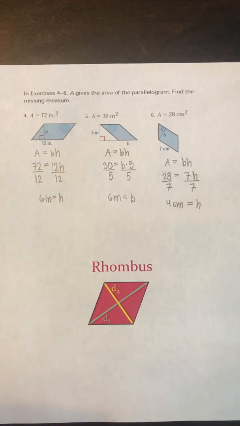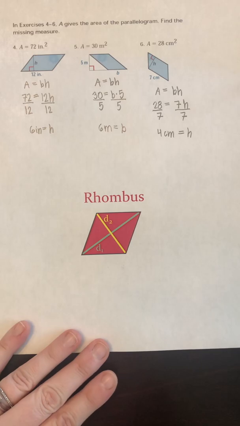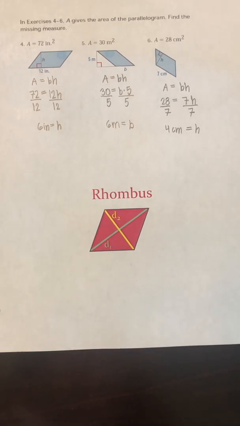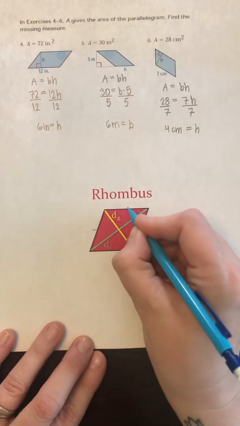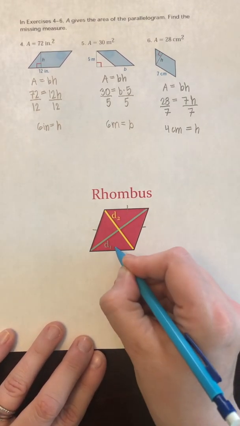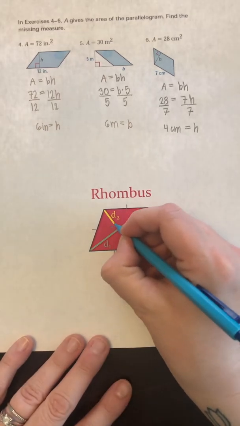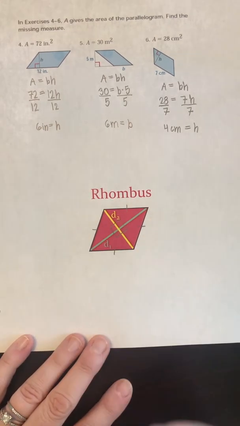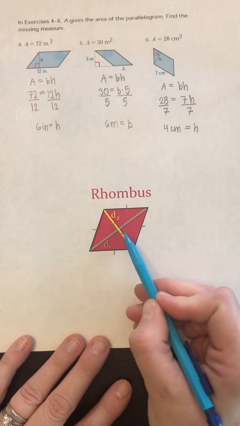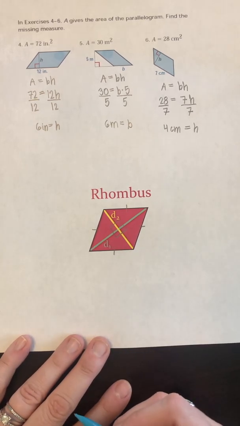All right, now we come to a different shape. This is a rhombus. We learned about the rhombus in an earlier chapter. What we learned about a rhombus is that all 4 sides are congruent. So all 4 of those sides are going to be the same lengths. We also learned about diagonals. We learned that the diagonals of a rhombus are perpendicular. So all of these angles right here are right angles. So you can put a little box in for all of those.